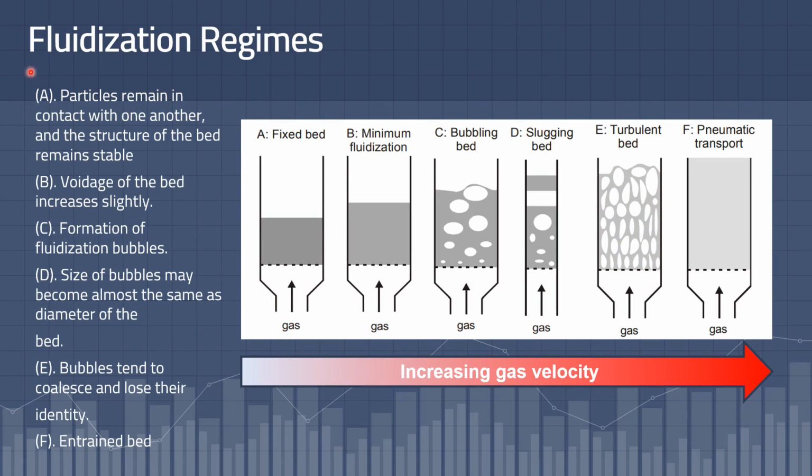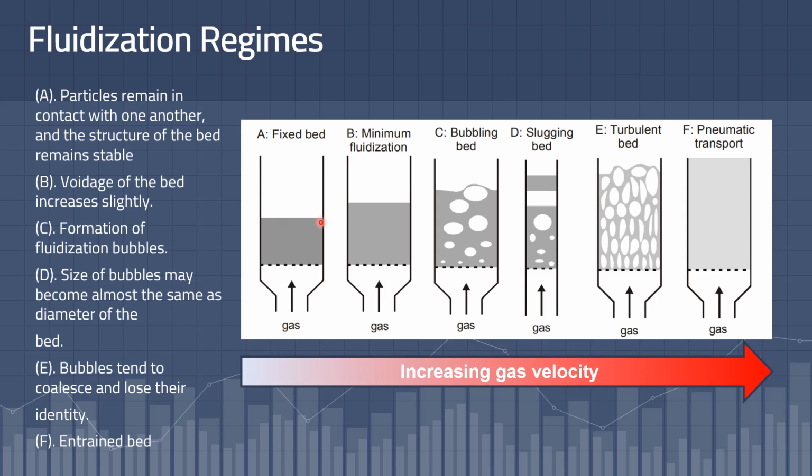When the flow of a gas passed through a bed of particles is increased continually, the following can be observed. At a very low gas velocity, the bed remains fixed. Particles remain in contact with one another, and the structure of the bed remains stable. This type of bed is similar to packed beds.